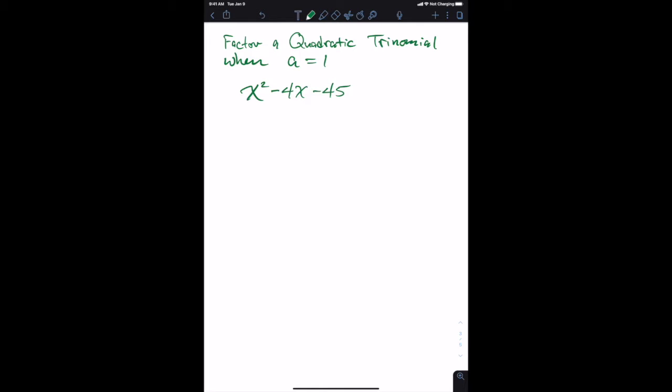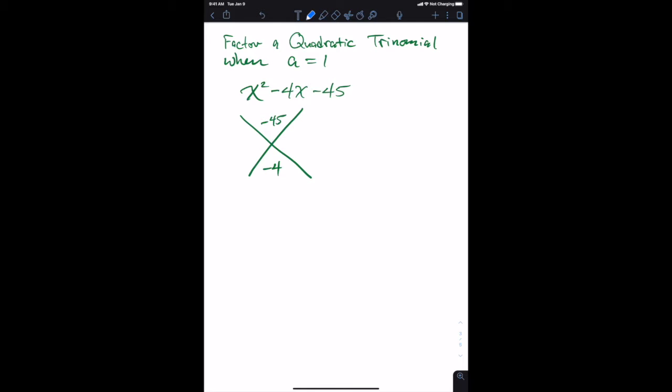Now when I say a, I'm talking about the coefficients of each of the terms. Notice the coefficient here of the x squared term is 1, so a is equal to 1. B is negative 4, and c, which is the constant, is negative 45. So the thing that we start with is always to draw a big X and take the first coefficient, which is 1, and multiply it by the last coefficient, which is negative 45, and get negative 45.